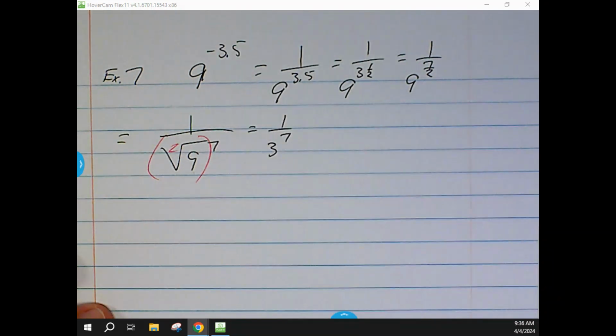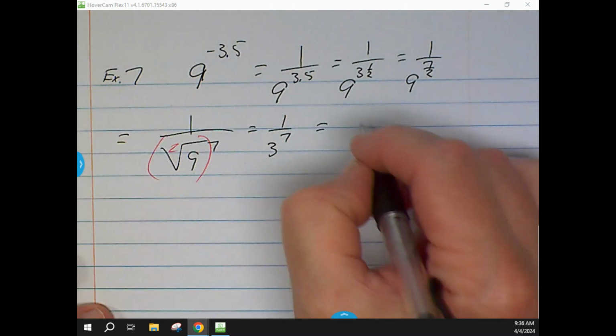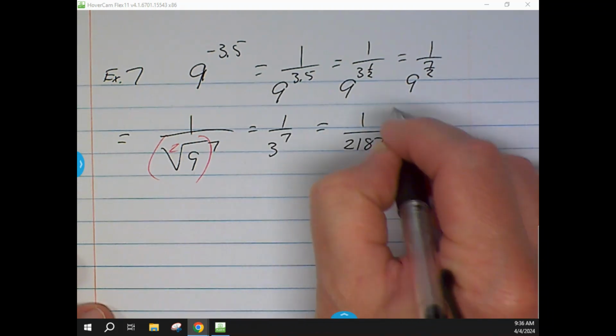So now we've got 1 over 3 to the 7th power. And they may let you just leave the answer like that. 9 to the 7th is 4,782,900. And then when you square root that number, or you do 3 to the 7th power, that would be 1 over 2,187.